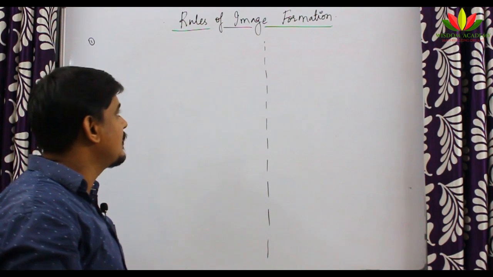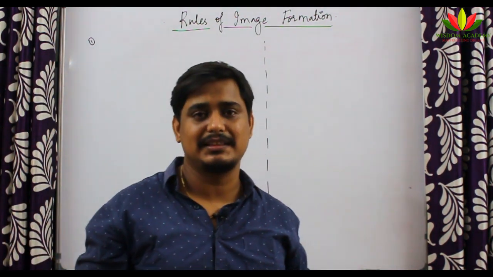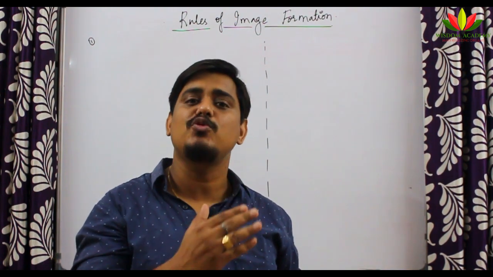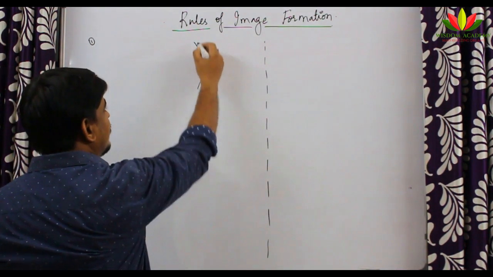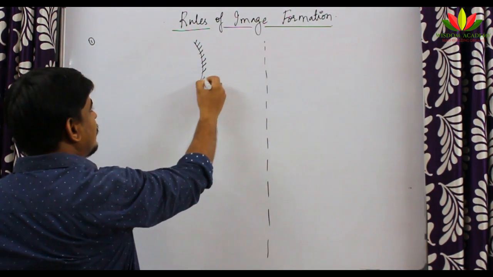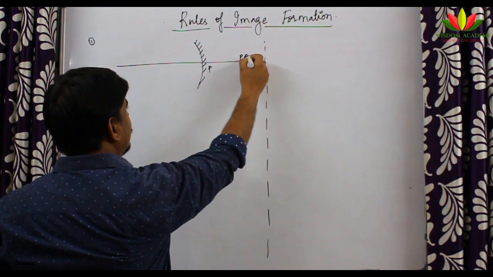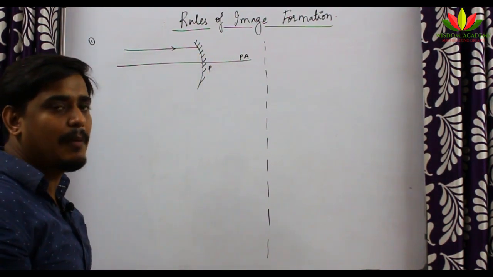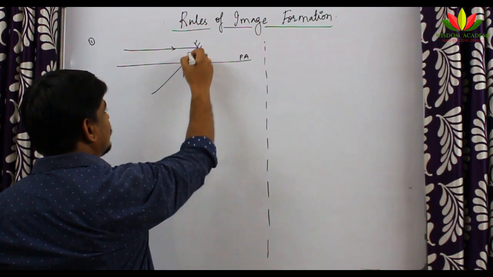The first rule of image formation says that any ray which is passing parallel to the principal axis will either converge to the focus or diverge and seem to pass through the focus. Let us see what I mean. If it is a concave mirror, and this is the principal axis cutting at the pole, any ray passing parallel to the principal axis will pass through the focus, this focus.